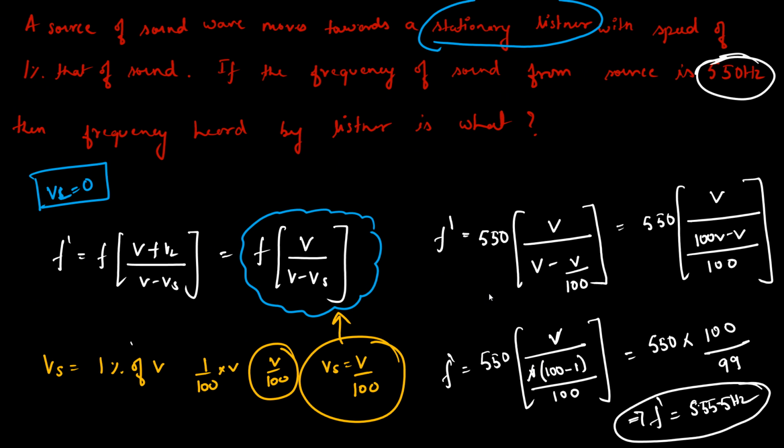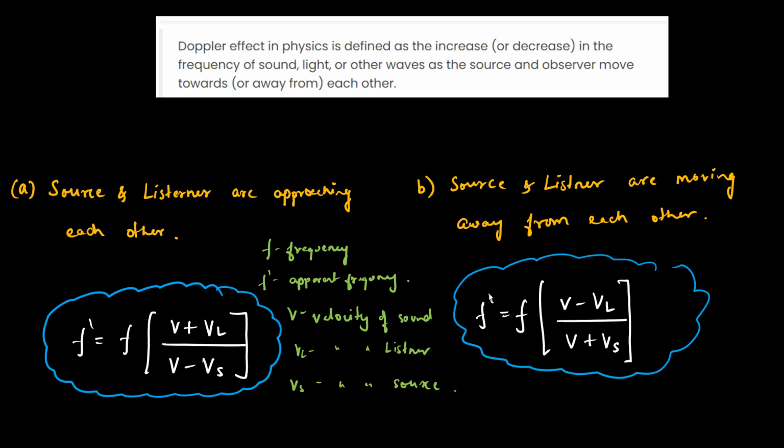What is your frequency? Frequency as in how many waves can travel in 1 second, in unit time. So either it can be greater or it can be smaller based on velocity. That is what your Doppler effect says, right? Doppler effect says that there can be an increase or decrease in the frequency of sound, light, or any waves as your source and observer move. That is your Doppler effect, right? And these are the main two formulas that you have to know in order to solve.